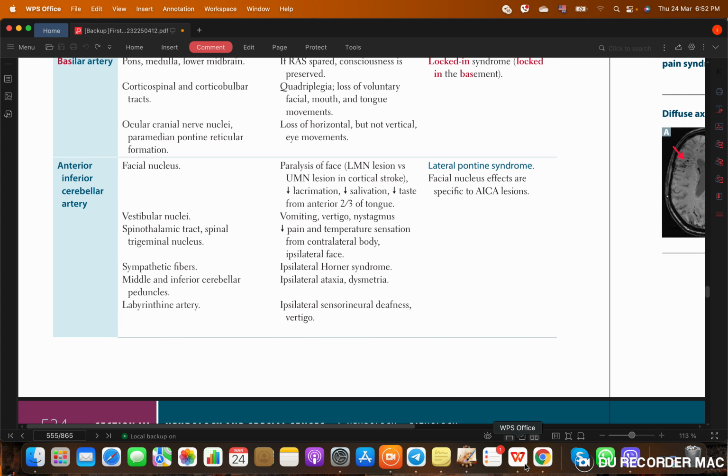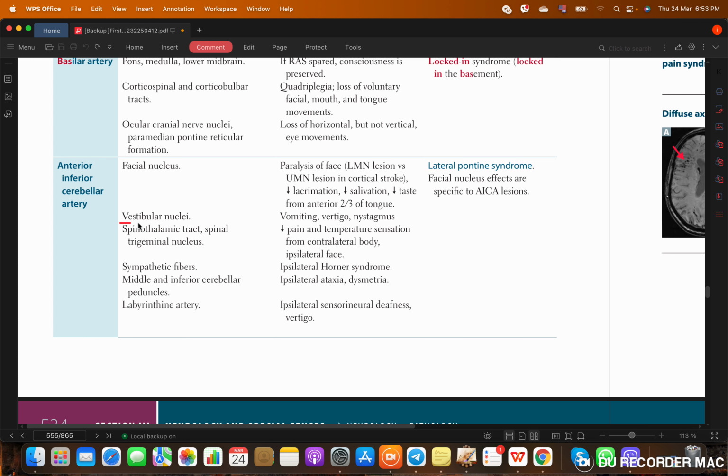So you will tell me which cranial nerves are affected. Lateral pons, come on. Okay, you missed one. Which one you missed? Okay, good. 8, 7, and 5. So they write facial nucleus is affected, which is 7. Vestibular nucleus is affected, which is 8. Spinothalamic tract as well. And the spinal trigeminal nucleus.